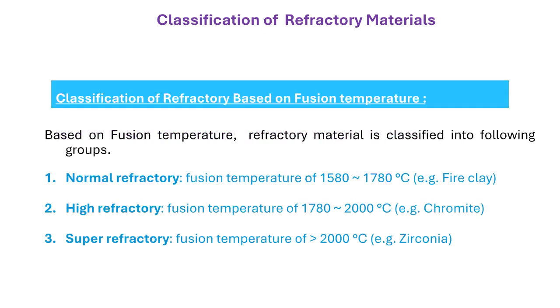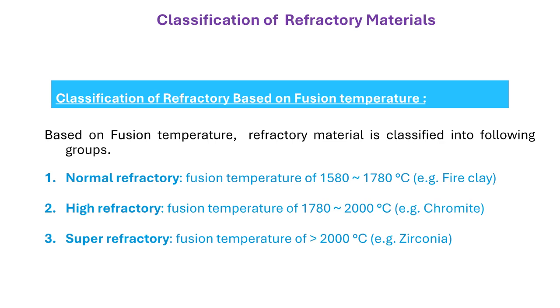Another way to classify refractories is by their fusion temperature, the point at which the material begins to soften and melt. This classification divides refractories into three categories: normal refractories, with fusion temperatures between 1580 and 1780 degrees Celsius. Fire clay refractories are the classic example here. They're widely used in standard industrial furnaces operating at moderate to high temperatures.